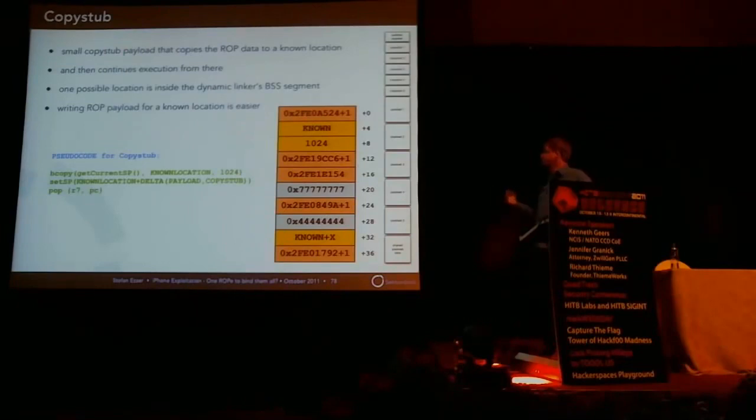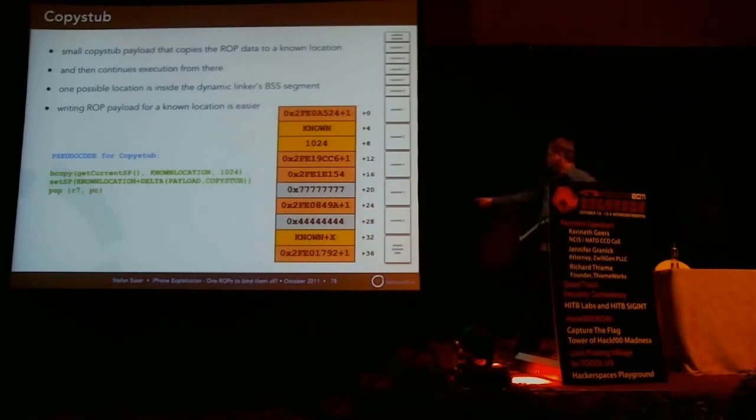The delta will be calculated from the address of the copy stub to the payload we want to jump to. And then we just return there. This sounds very complicated, but in reality, you can just do this with these 10 stack values, and 2 of them are even unused. The gray ones are unused.